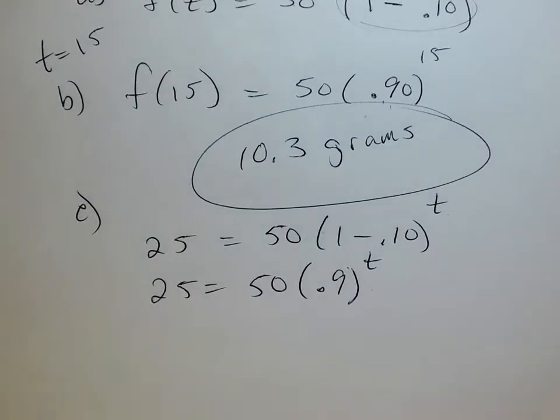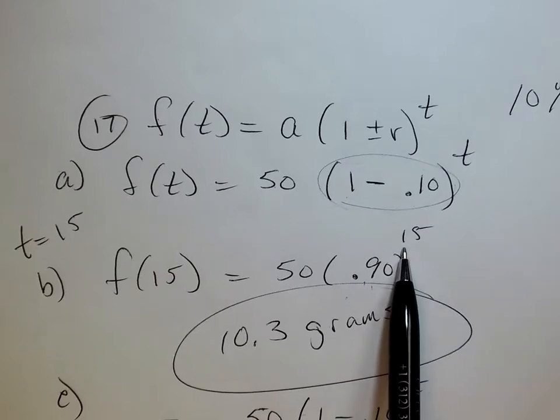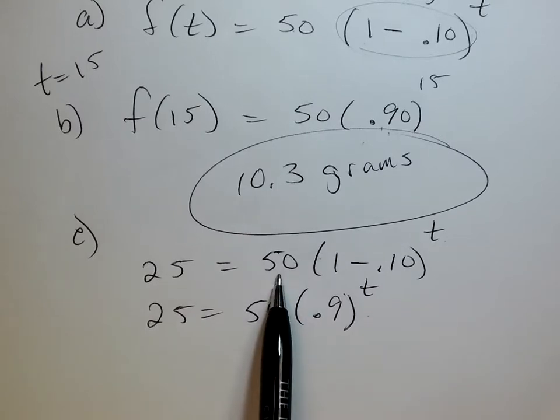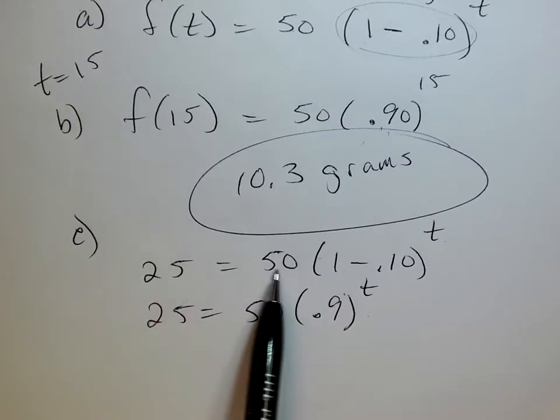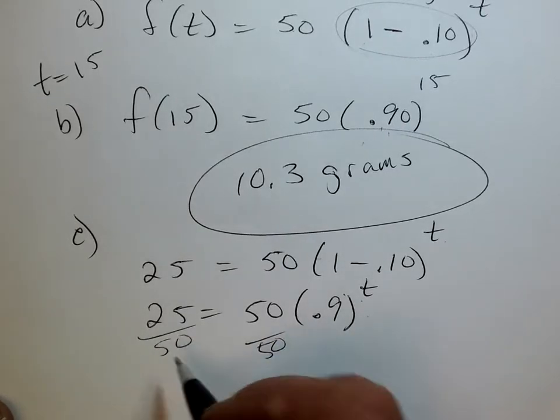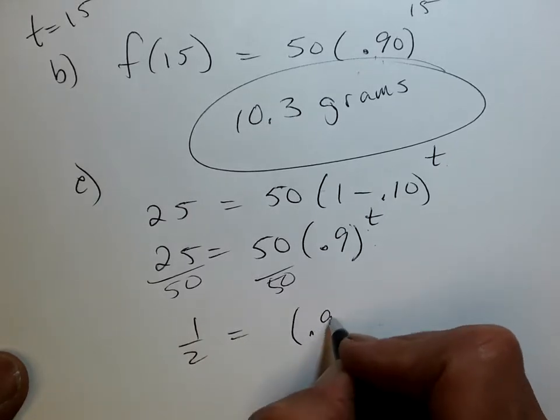Just simplify it. Now let's divide by 50. Wait, shouldn't t be 15? It was, for B. Now for C, we want half. Okay, now I got to solve for t. Let's divide by 50, divide by 50, and I get 1/2 equals 0.9 to the t.